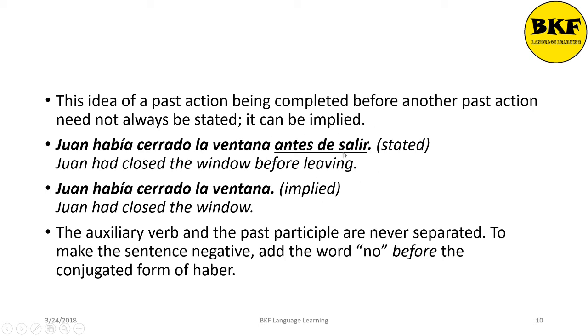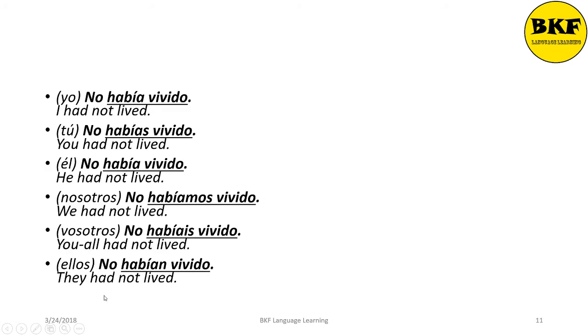So in this sentence it's stated. Consider this sentence. Joan had closed the window. Juan había cerrado la ventana. In this sentence it is implied. The auxiliary verb and the past participle are never separated. To make the sentence negative, add the word no before the conjugated form of haber.